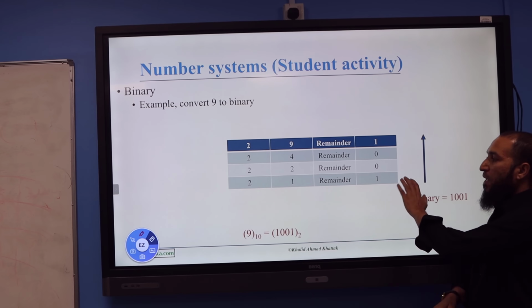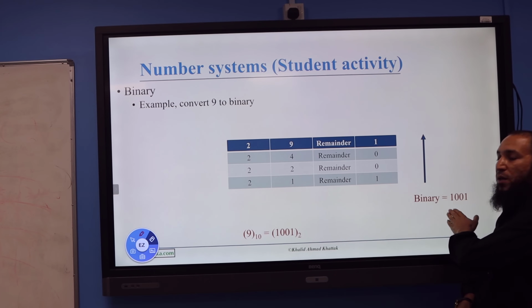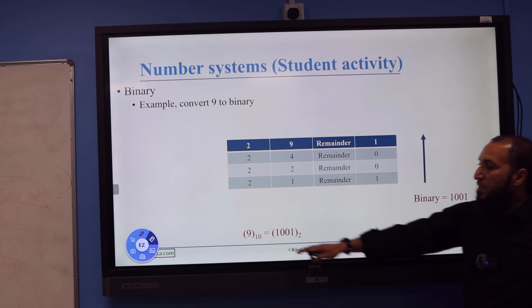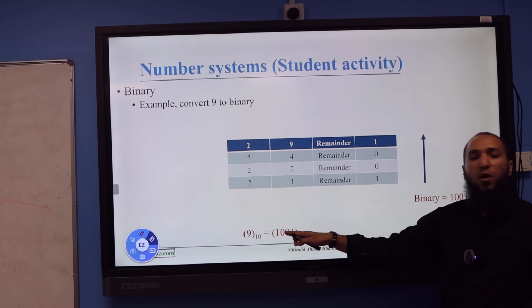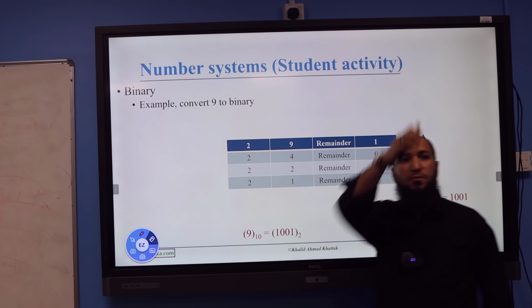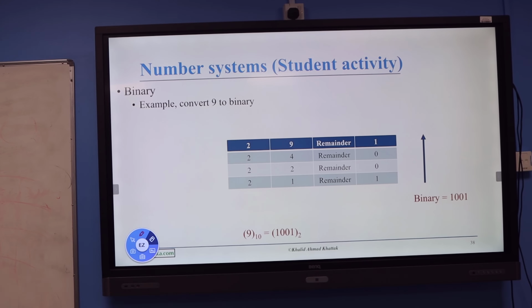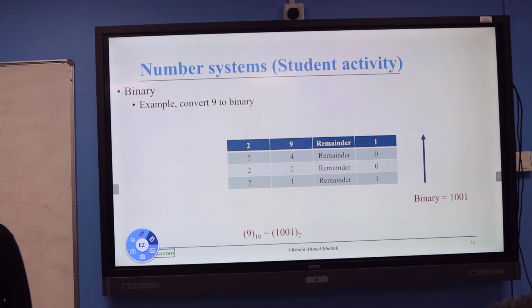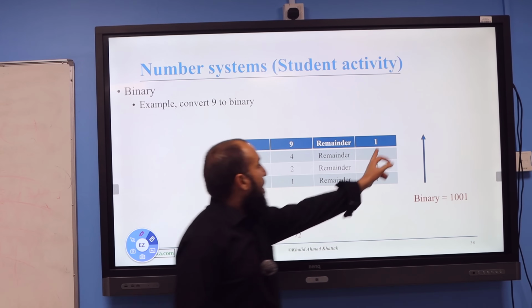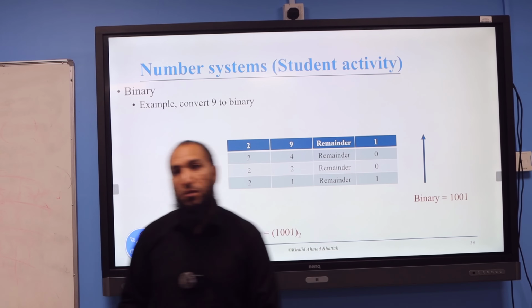Now we collect it from bottom to top. We have 1, 0, 0, 1. And similarly, 9 in base 10 and 1, 0, 0, 1 in base 2. Yes? So it's always going to be 1 at the start. It's going to be either 1 or 0 based on the number. If it's an even number, it's always going to be 0 here. If it's an odd number, it's always going to be 1.